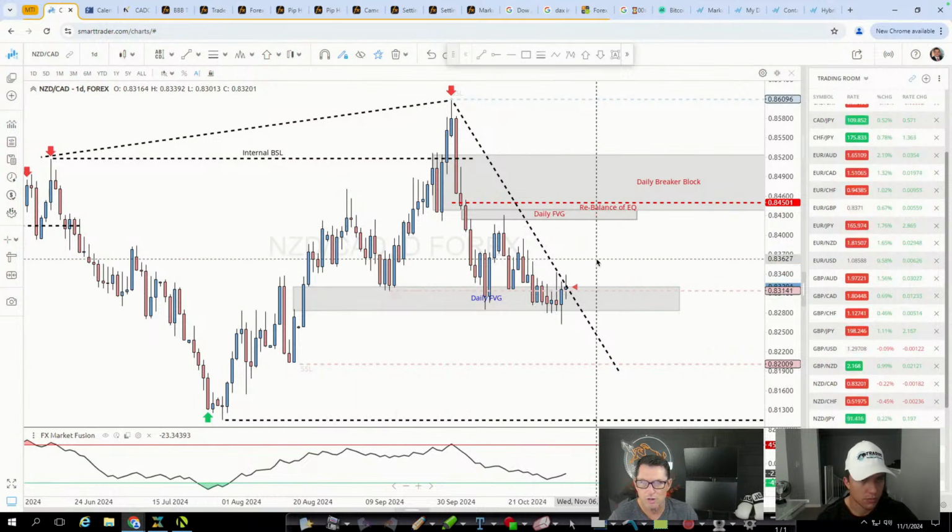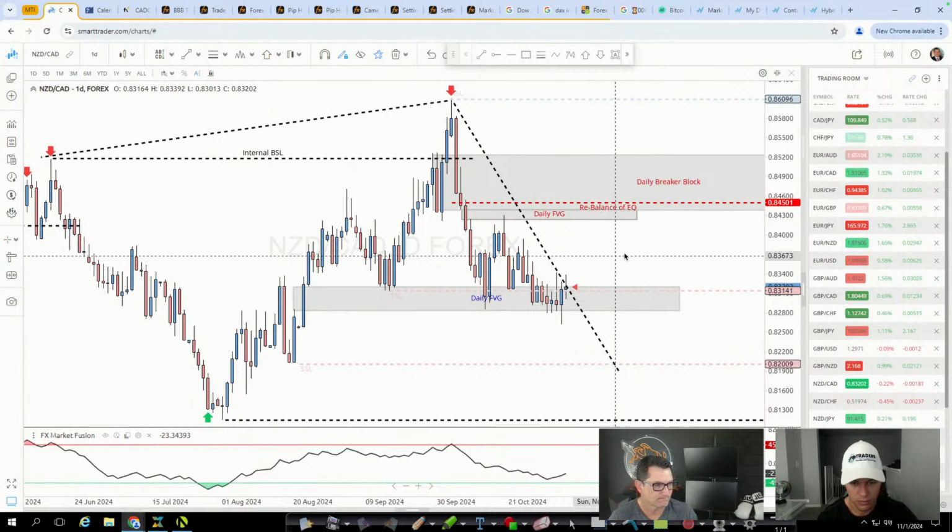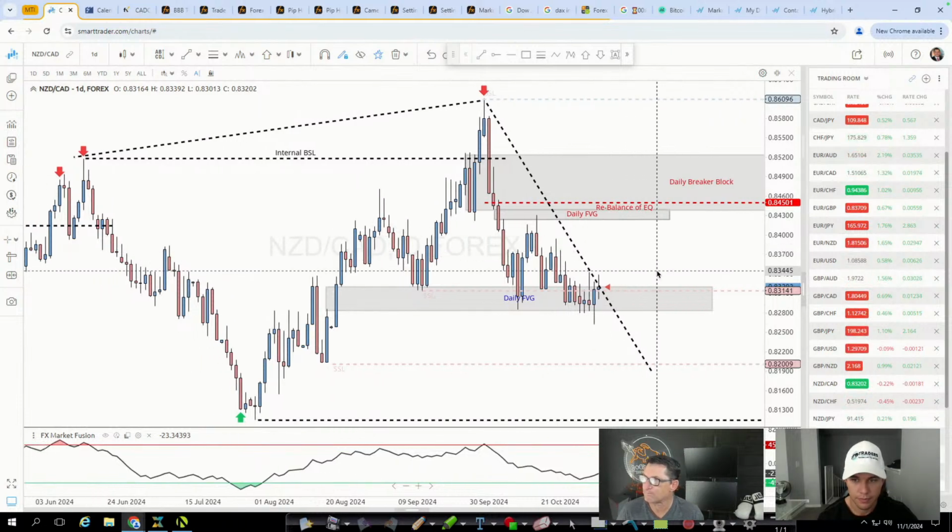I'm going to go ahead and short New Zealand CAD as well. So let's go ahead and short New Zealand CAD. And I expect price to go ahead and move bearish for a short period of time. Now, listen, could this mean some strength out of the Canadian dollar itself?